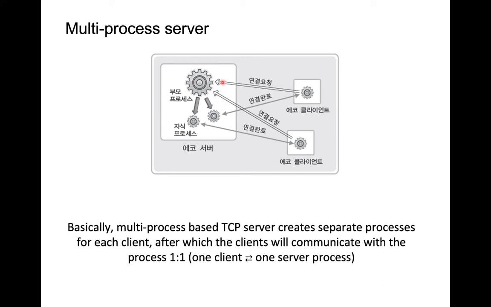You can see that this is the TCP server, and if any client request comes in, it interacts with the TCP server, and the TCP server will spawn another child process for it. For example, this client sends a request to the server, the server makes a child process for it, and now they can establish a connection. Likewise, another client comes and sends a request to the server. The server will accept it, then create another child process for the other client. Basically, a multi-process based TCP server creates separate processes for each client. Each client then communicates one-to-one with its server process.